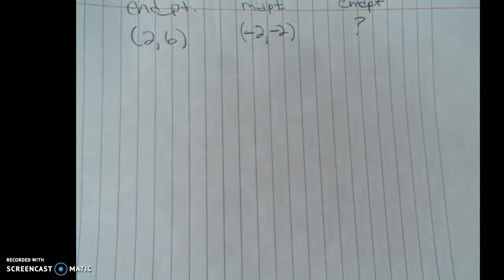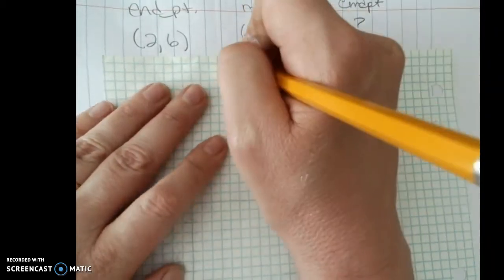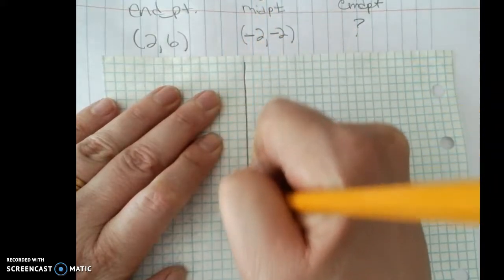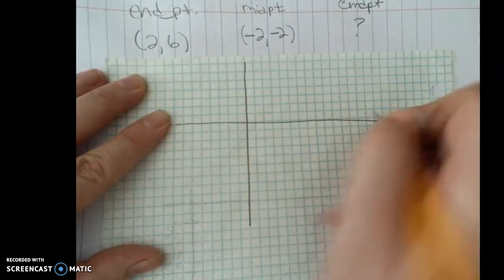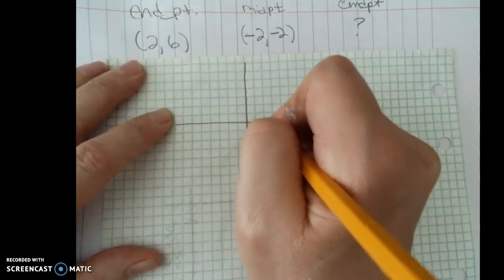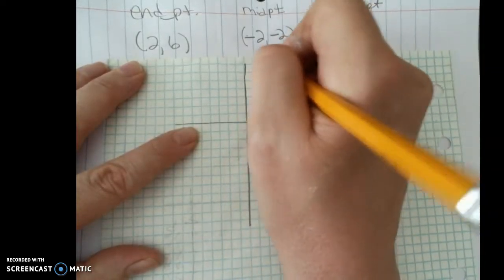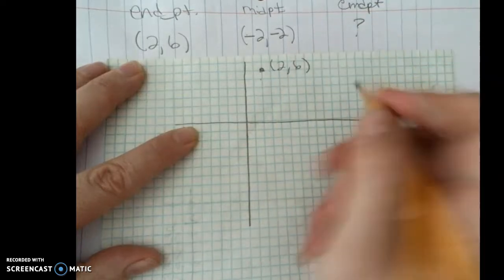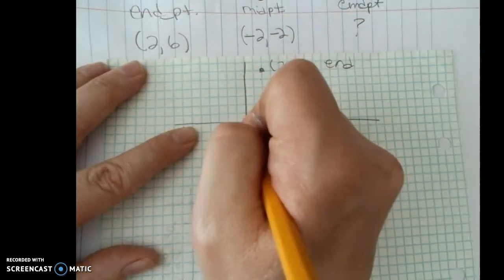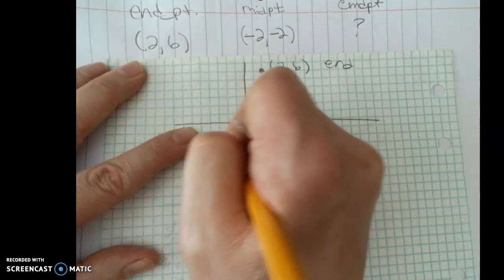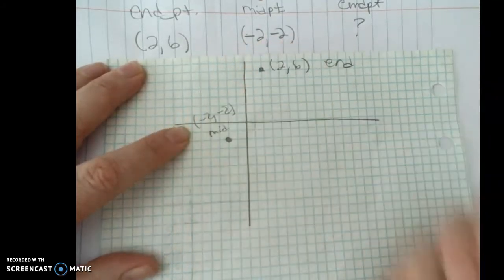So I have a little piece of graph paper. It's a little wrinkled, but it'll be okay. The easiest thing I think on these is to graph them. So 2, 6, so over 2, then up 1, 2, 3, 4, 5, 6 is one of my endpoints. My midpoint is at -2, -2, so right there. That's my mid, and I'm going to label it -2, -2.